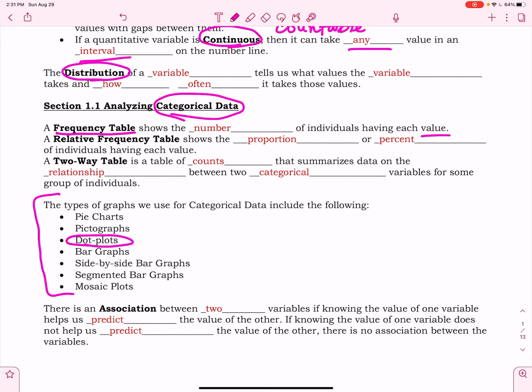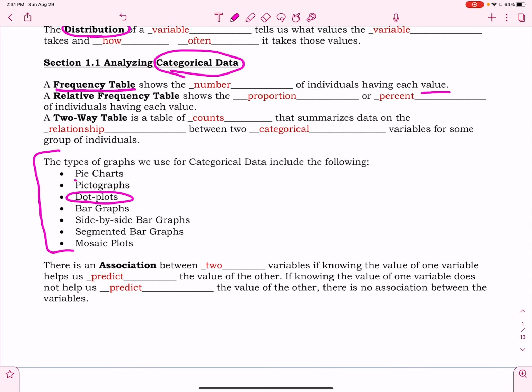So you'll want to look at the percentages since you've got two groups that are so vastly different in their sizes. A two-way table is just a table of counts that summarizes our data in relationship between two categorical variables or more. It could be more than two categorical variables. So we're going to look at a couple of these.